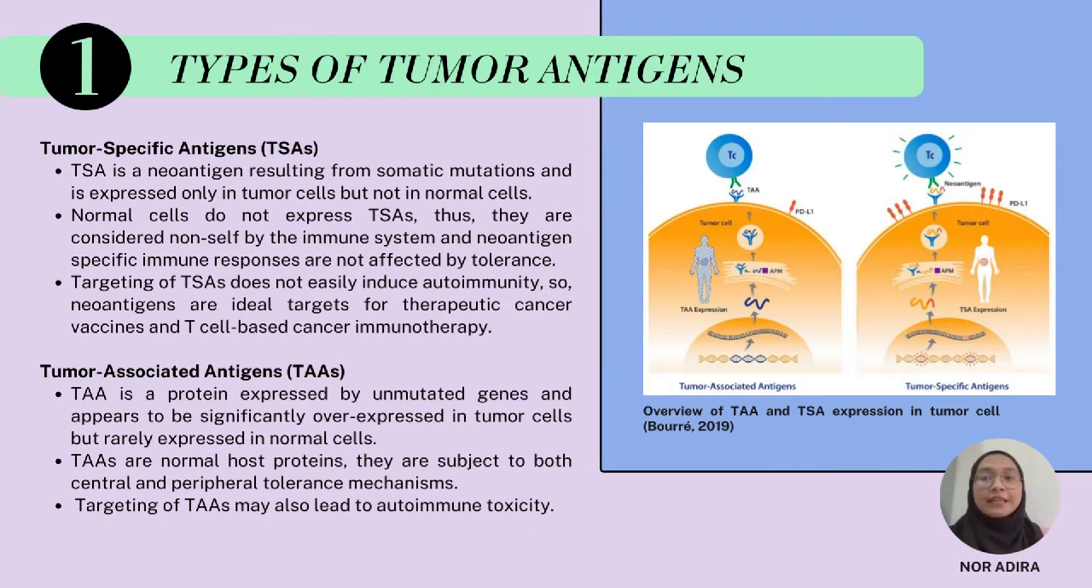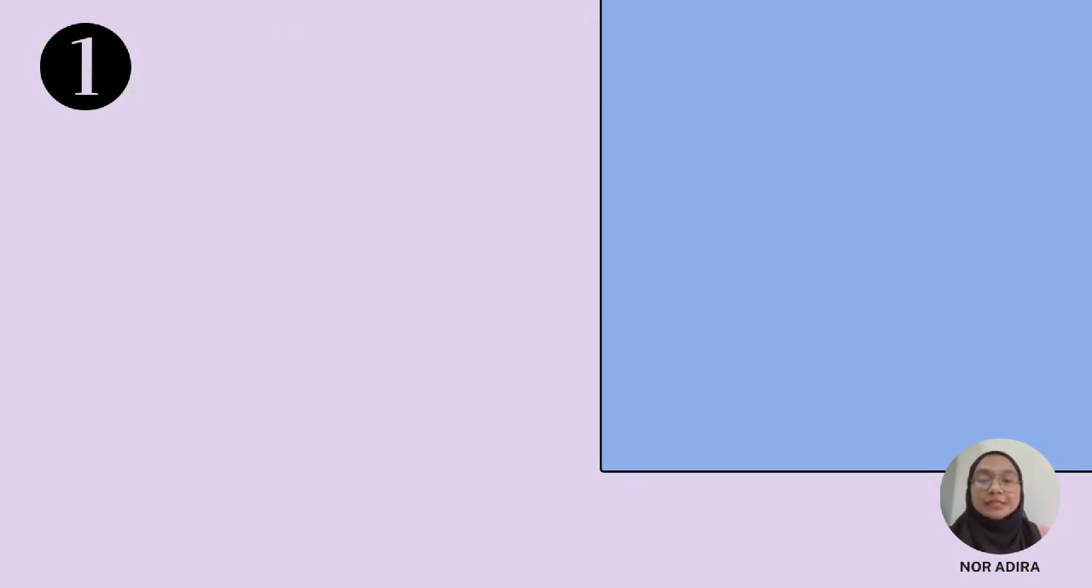Targeting of tumor-specific antigen does not easily induce autoimmunity, so neoantigens are ideal targets for therapeutic cancer vaccines and T-cell-based cancer immunotherapy. Next, tumor-associated antigen. Tumor-associated antigen is a protein expressed by unmutated genes and appears to be significantly overexpressed in tumor cells but rarely in normal cells. Tumor-associated antigens are normal host proteins. They are subject to both central and peripheral tolerance mechanisms. Targeting of tumor-associated antigen may lead to autoimmune toxicity.